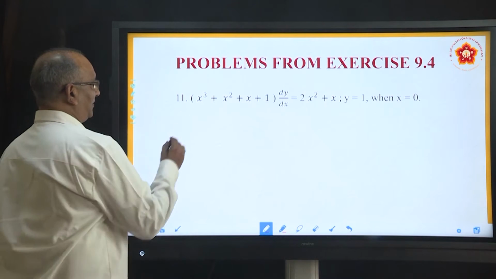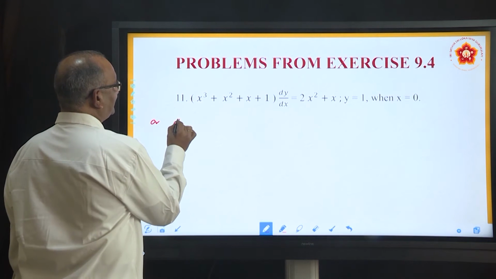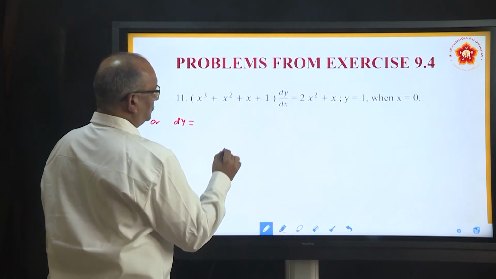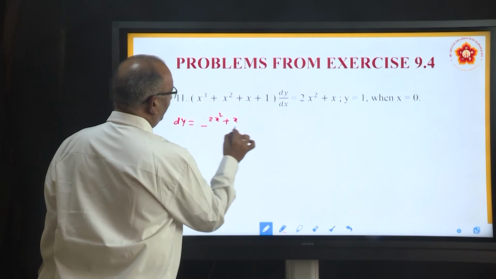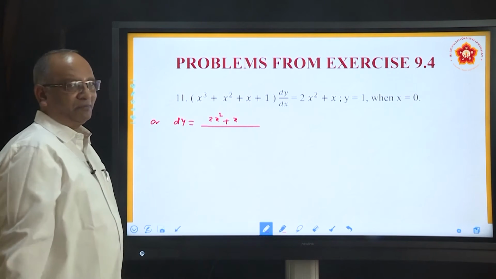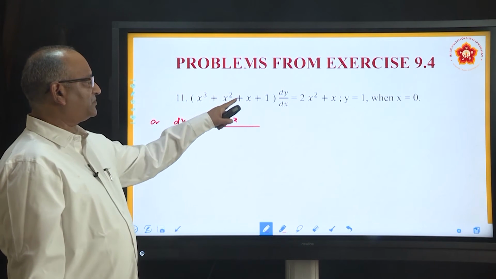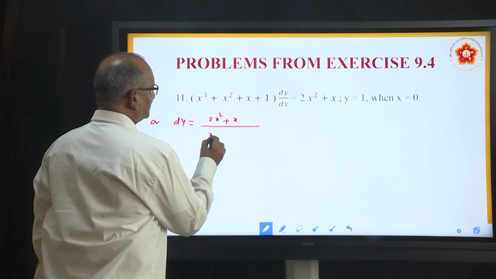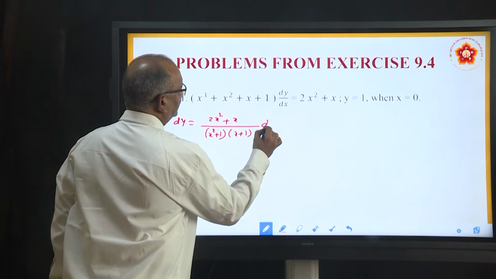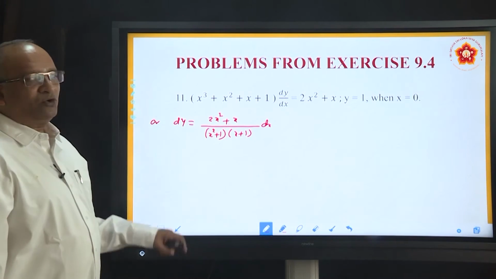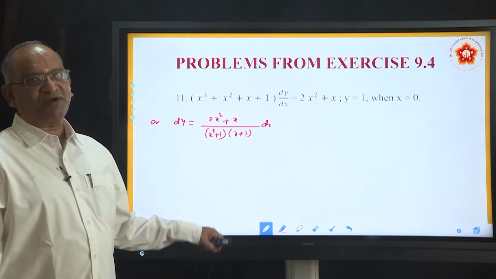How? For example, this can be written as, we can say dy is equal to 2x square plus x upon, this whole thing will come into denominator. Can we factorize it? It's very simple. Take x square common, you get x plus 1, x plus 1. So, this is nothing but x square plus 1 into x plus 1 dx. We can directly go for integration, but look at this function, quite a big function it is.